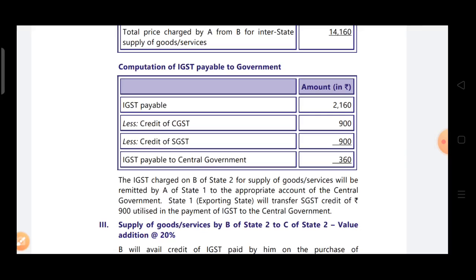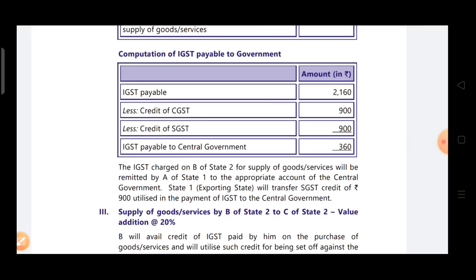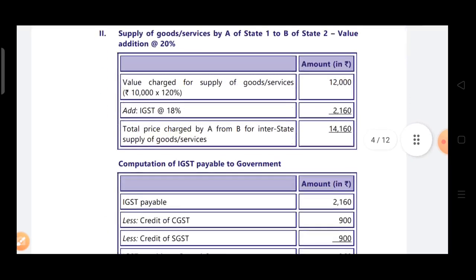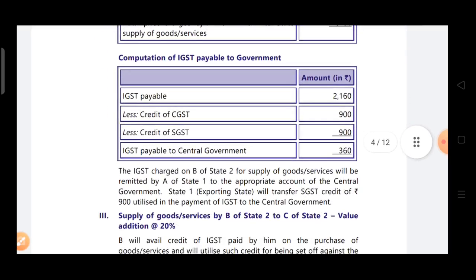Now see what they have written. There is one small adjustment in this. The IGST charged on B of state 2 for supply of goods or services will be remitted by A of state 1 to the appropriate account of central government. They are talking about the recipient. A is supposed to pay to the appropriate account of central government. As he is the supplier, he is collecting the taxes from the recipient, so he will only pay to the respective government account.